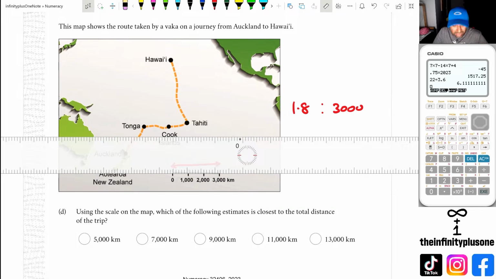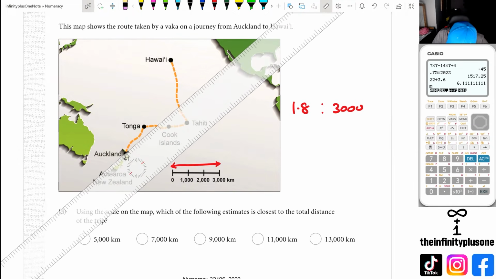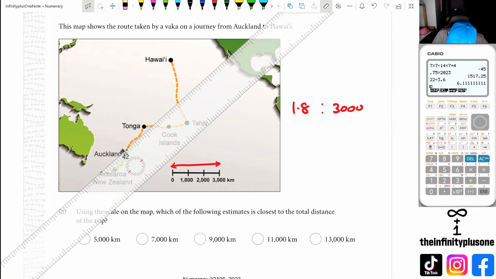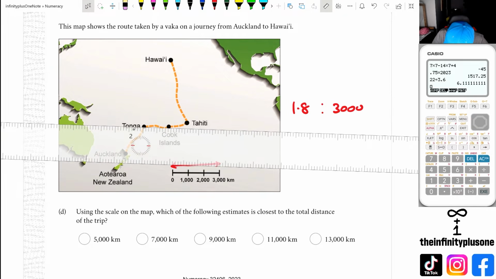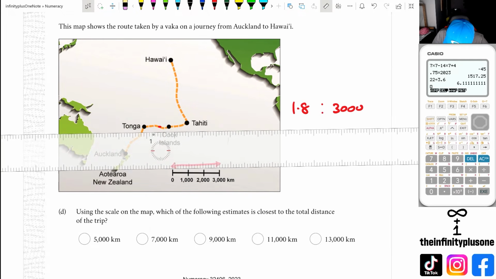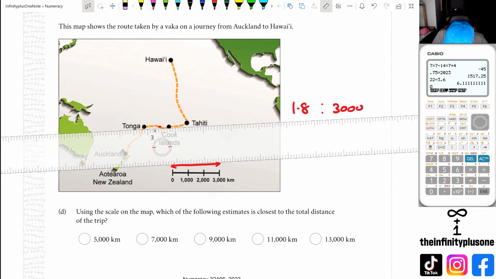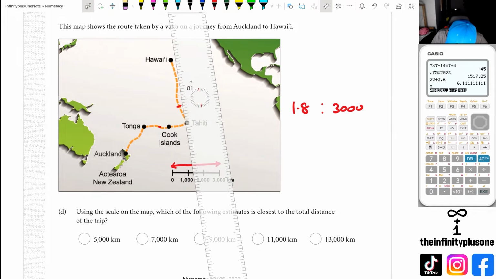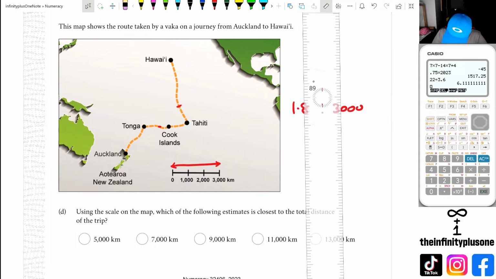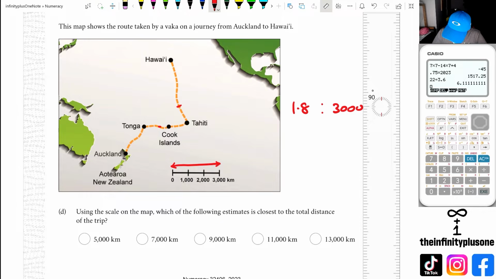Now, if you look at this question, the question is asking you to give an estimate, right? So we just want to know what an estimate is. So from Auckland to Tonga, which is roughly 1, and then you've got 0.8 up to there. Then we've got another 1 roughly there, maybe 0.8 up to here. Again, these are all rough measurements. 1.8. So I'm looking at about 3 times this. So I am probably looking at around 9,000 kilometers here.